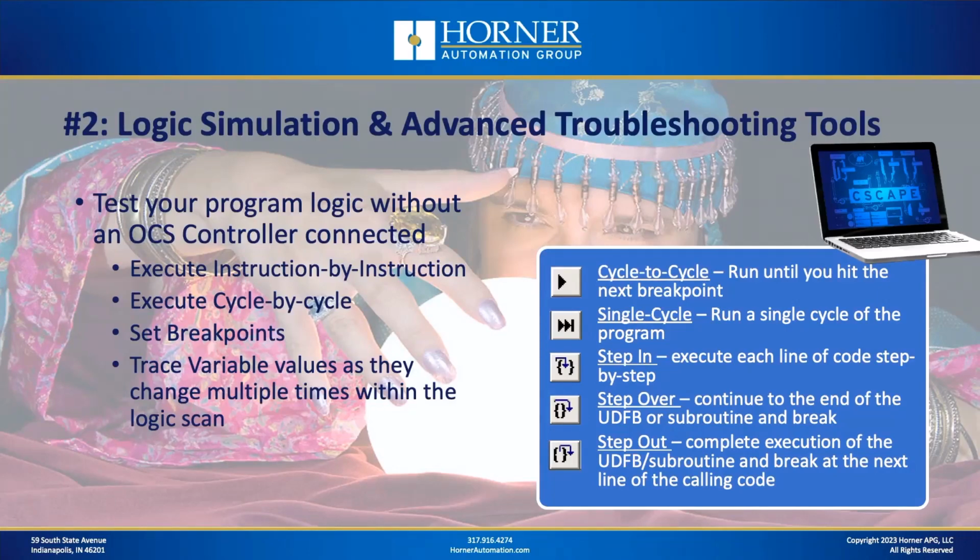And then another one that's really good is you can set trace points. So a trace point will basically be, you'll add a variable to a trace point, for instance, and you can trace that variable's value all throughout the scan. So that variable might change value several times during the scan. If you're just doing regular troubleshooting, you'll only be able to see the value at the end of the scan. You won't be able to see any of the intermediate values. Whereas with trace points, you can see every single value and when they occur. So that can be really valuable as well. So really one of the biggest advantages to Enhanced IEC is definitely the logic simulation and the advanced troubleshooting tools.